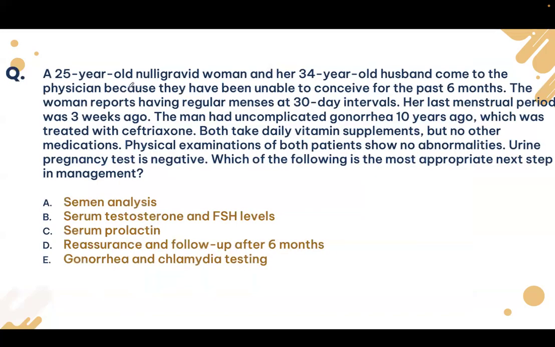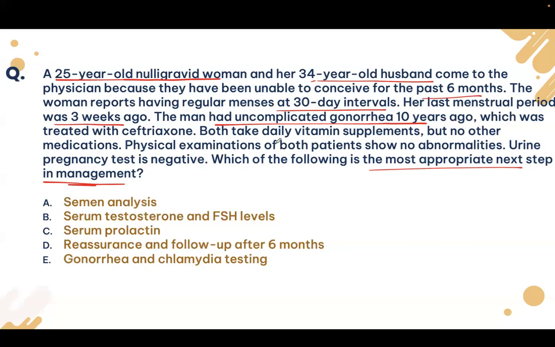Now let's move on to this question. A 25-year-old newly-gravid woman and her 34-year-old husband come to the physician because they have been unable to conceive for the past 6 months. The woman reports having regular menses at 30 days interval. Her last menstrual period was 3 weeks ago. The man had uncomplicated gonorrhea. Both take vitamins, no other medications. Physical examination shows no abnormalities. Urine pregnancy test is negative. Which of the following is the most appropriate next step in the management? Now, I want you to pause and try to answer the question.